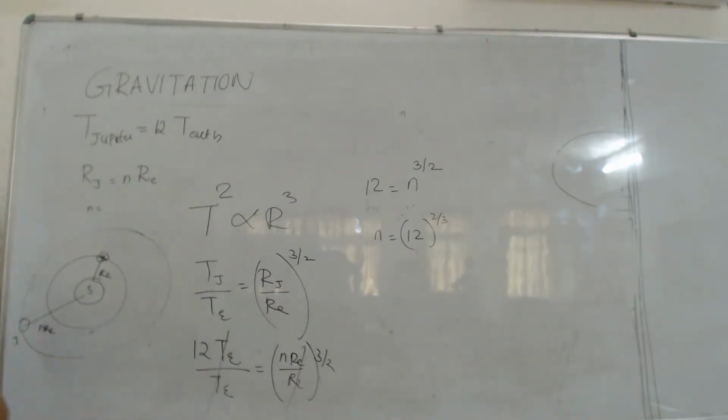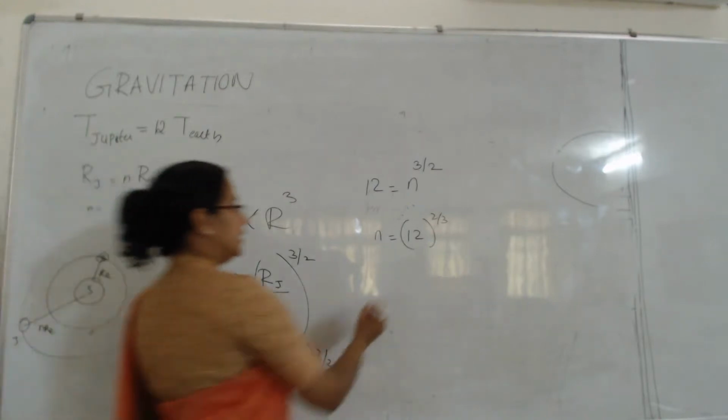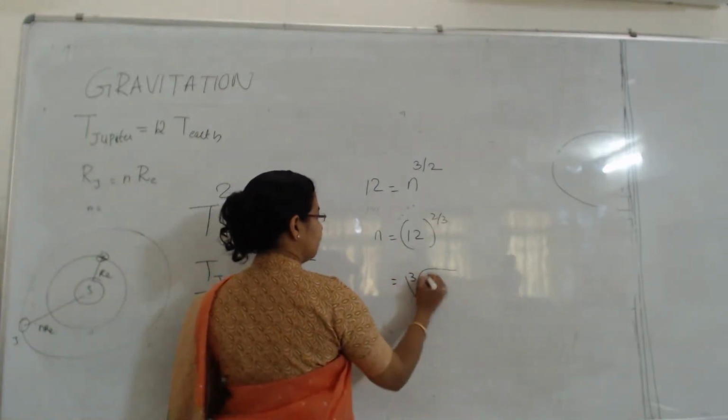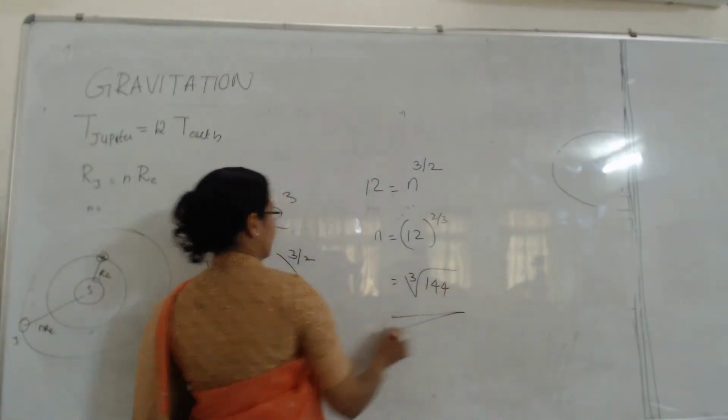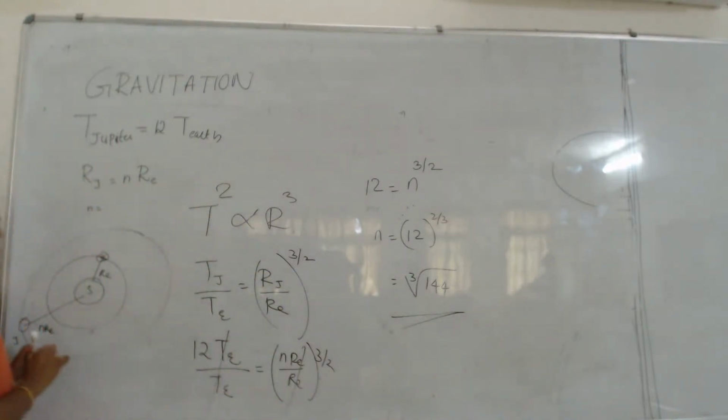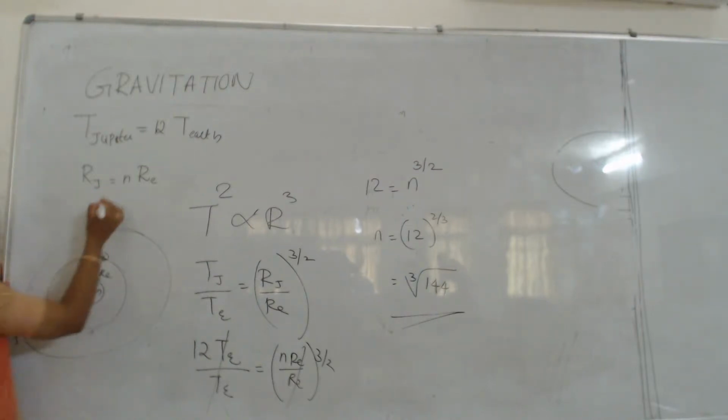So the answer they are given is correct only. The answer is given as cube root of 144. Listen here. They are given the time period of the Earth and the time period of Jupiter. Time period of Jupiter is 12 times the time period of the Earth. Both are around the Sun. Radius of Jupiter is n times that of Earth. What's the value of n they asked?